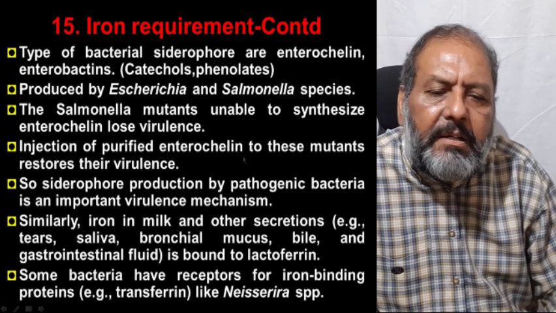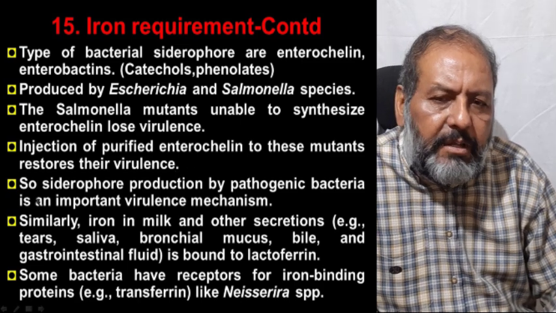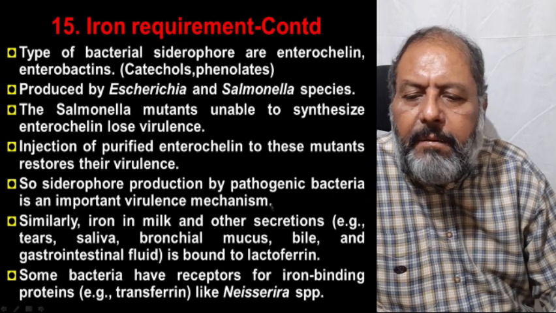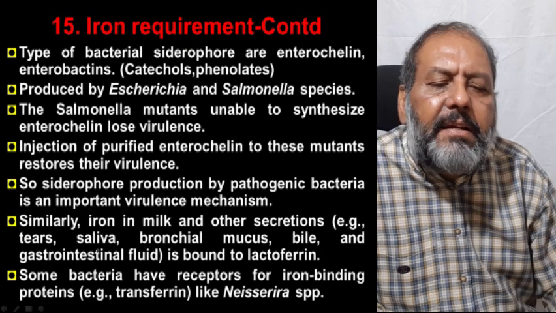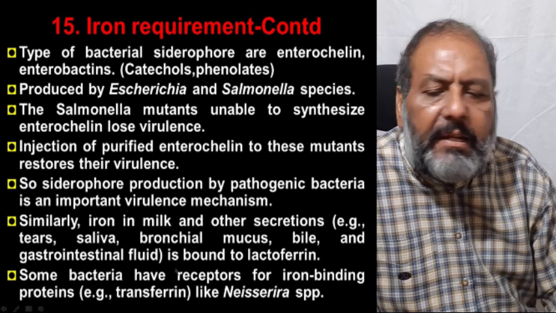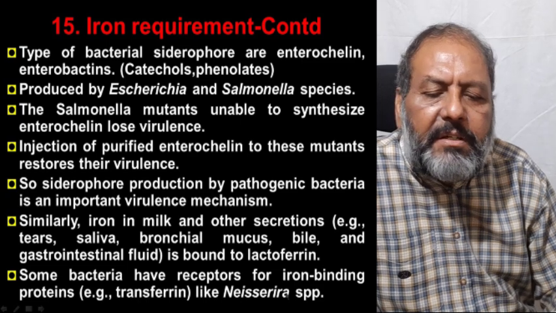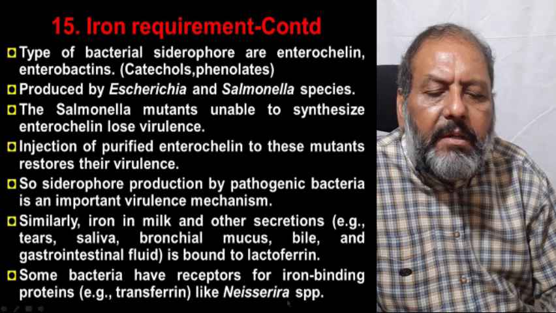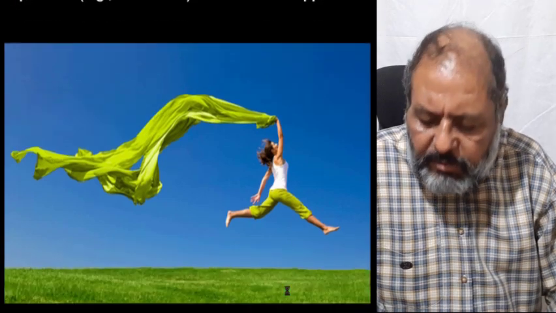Injection of the purified enterocalin to these mutants restores their virulence, and they become virulent. So, siderophore production by the pathogenic bacteria is an important virulence mechanism. Similarly, iron in milk and other secretions like tears, saliva, bronchial mucus, bile, and gastrointestinal fluid is bound to the lactoferrin. Some bacteria have the receptor for iron-binding proteins like transferrin, like Neisseria species, which can take the transferrin directly from the body.